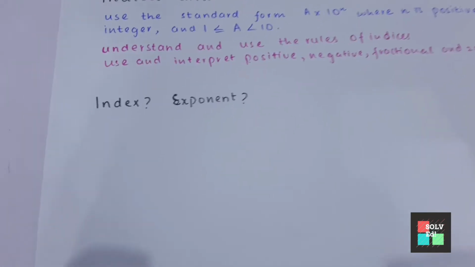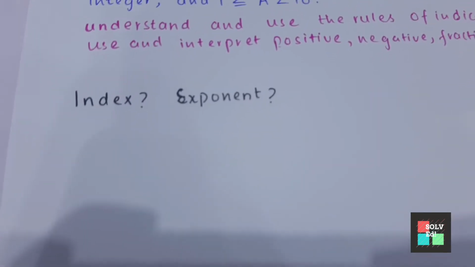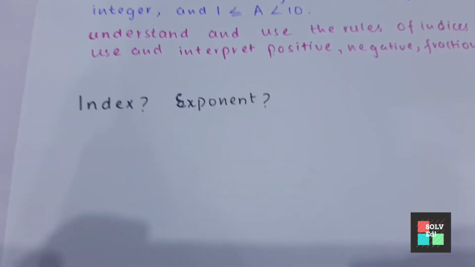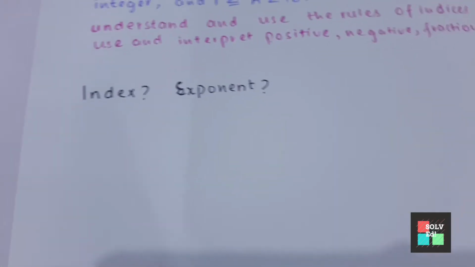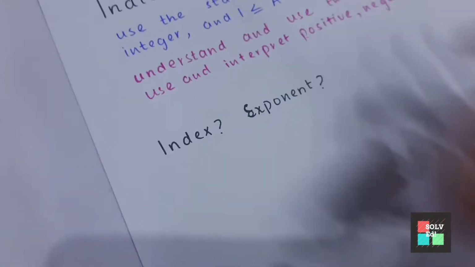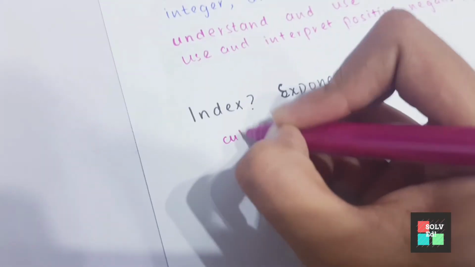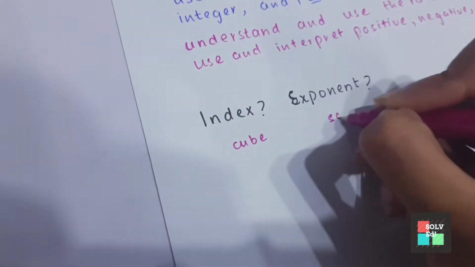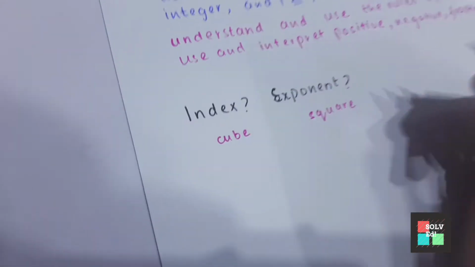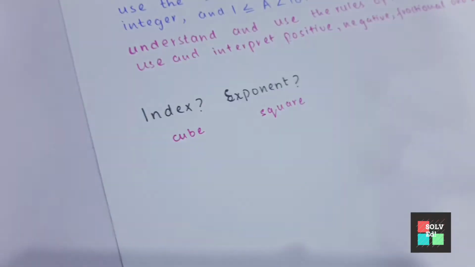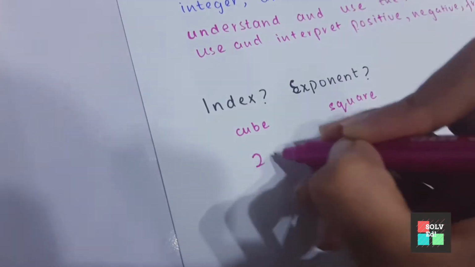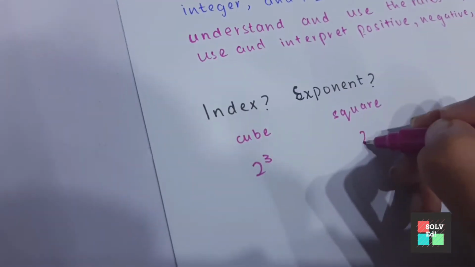But first, I'll draw your attention toward these two words. Have you ever heard them? If you haven't, you might have heard some words like cube, square, in the very basic numbers chapters. For example, I can say 2 cubed and I can say 2 squared.